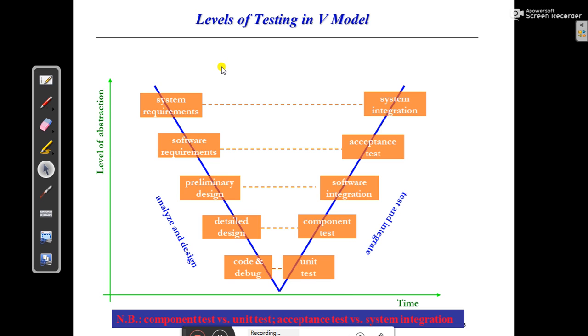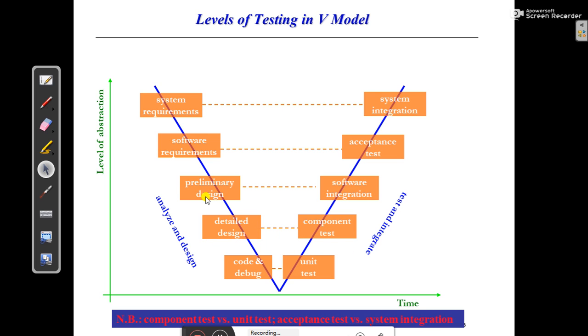So there are various levels in testing, that is the V model. This is a V model, showing levels of abstraction. The analysis and design phase goes this way: system requirements, software requirements, preliminary design, detailed design, code and debug. But here you can see the testing goes in a different way. For code and debug, that is unit testing, but for detailed design there will be component testing.